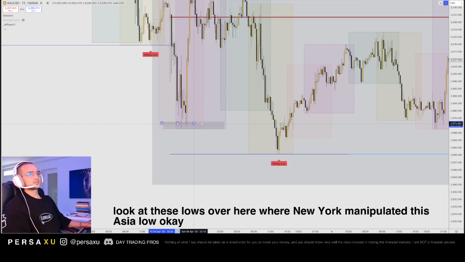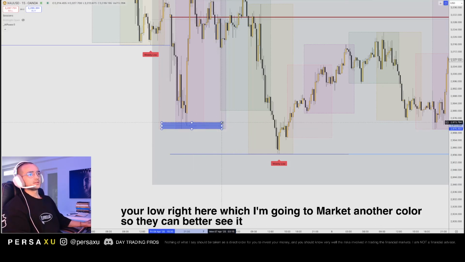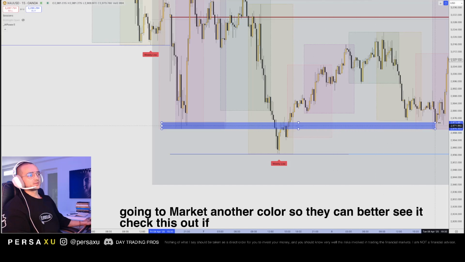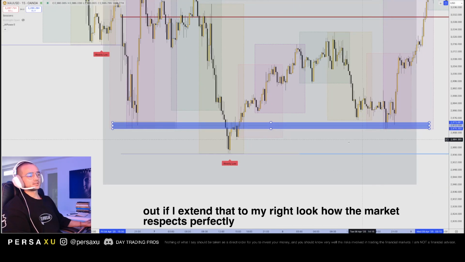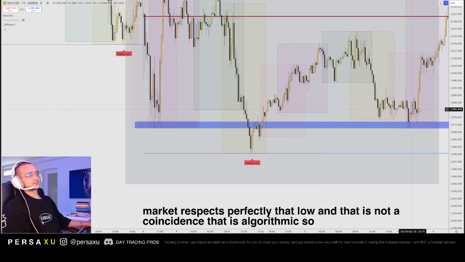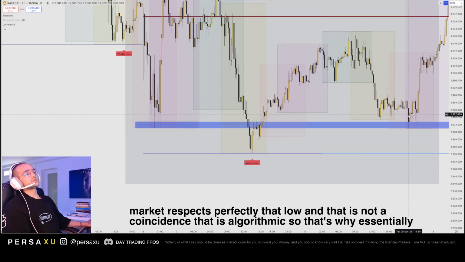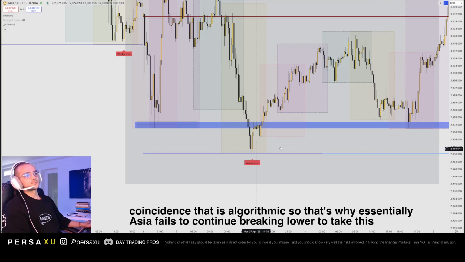Okay, so this Asia low right here, which I'm going to mark in another color so they can better see it. Check this out. If I extend that to my right, look how the market respects perfectly that low. And that is not a coincidence. That is algorithmic. So that's why essentially Asia fails to continue breaking lower to take this low out.